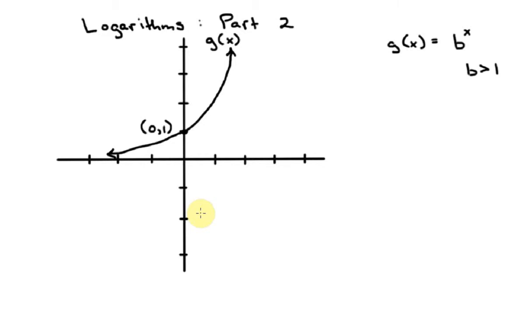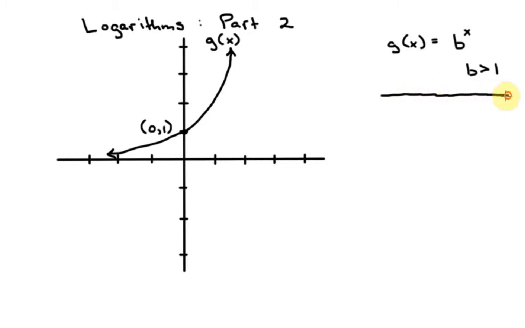Welcome to Logarithms Part 2. What we're going to do is try and analyze the graphs of logarithmic functions. Now, what I've done here is I started off with this function g, which is a good old exponential function, b to the x, and I drew more or less what these graphs look like if the base is greater than 1. So this is an exponential function.